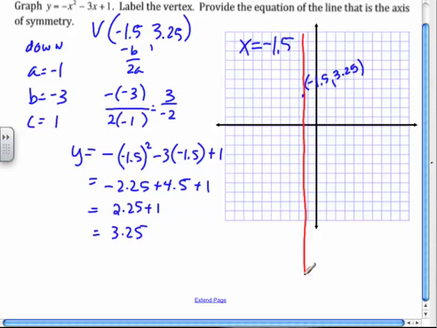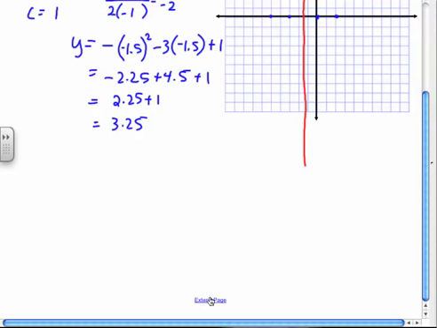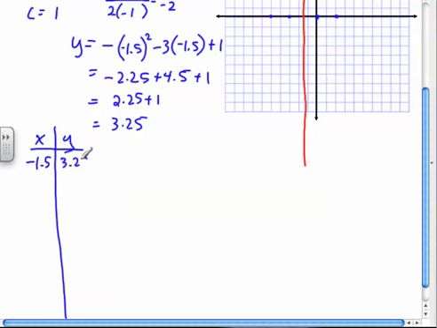Okay? Now, I need numbers that are equal on either side. So how about 0? We'll choose 0 and 2. And then how about negative 3 and negative 5? And let's see what that gives me when I plug it in. Alright? So let me extend the page a little bit. I've got my t-chart. Here's x and y. I know that the vertex is negative 1.5 and positive 3.25. And I said that I was going to use the x's of 0 and 2 and negative 3 and negative 5. And let's see what I get.